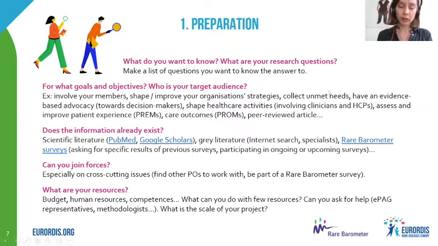So if you want to look at whether the information already exists, you can first have a look in the scientific literature. You can use PubMed or Google Scholar, but also the gray literature through an internet search or discussions with a specialist who can give you access to some literature.